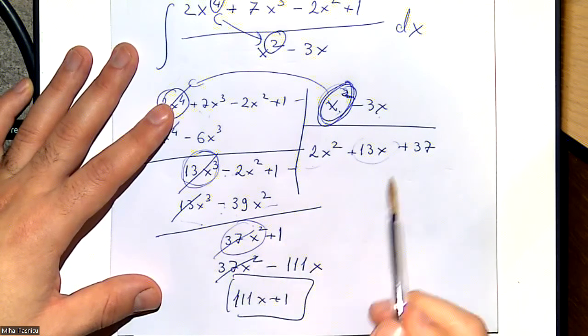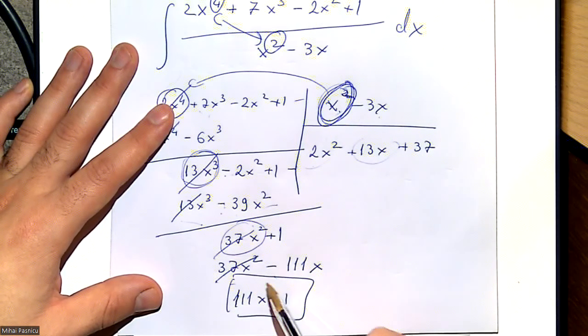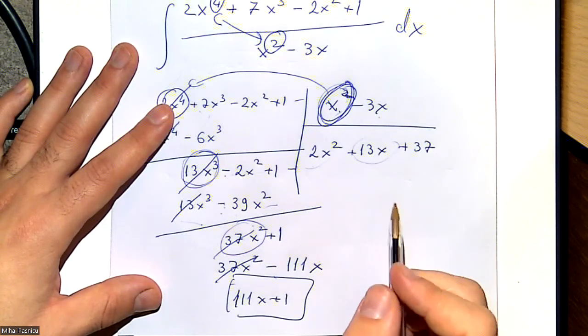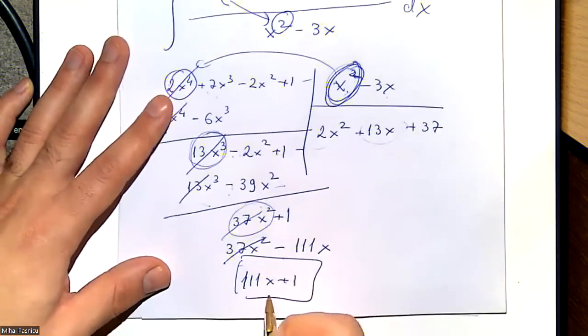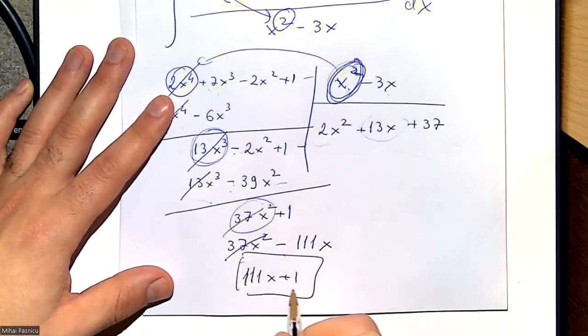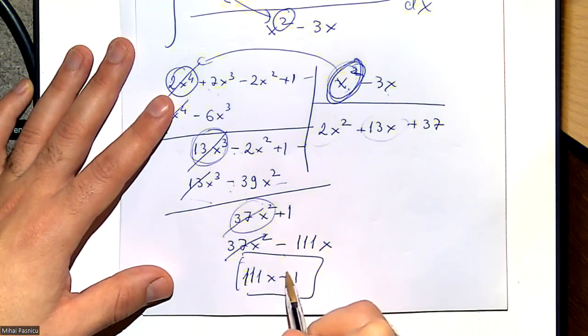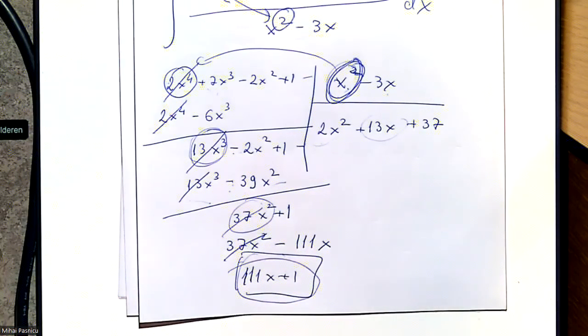X squared, 37 times. Minus 37 times 3, that's 111, as far as I computed. X. And that's kind of what I have left. Minus plus 1. And I'm done. This is the remainder, I think it's called.